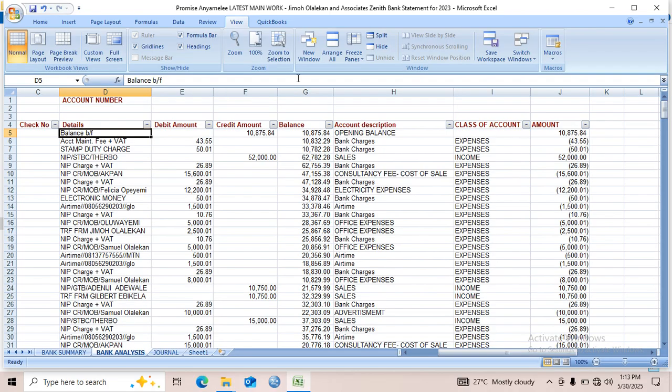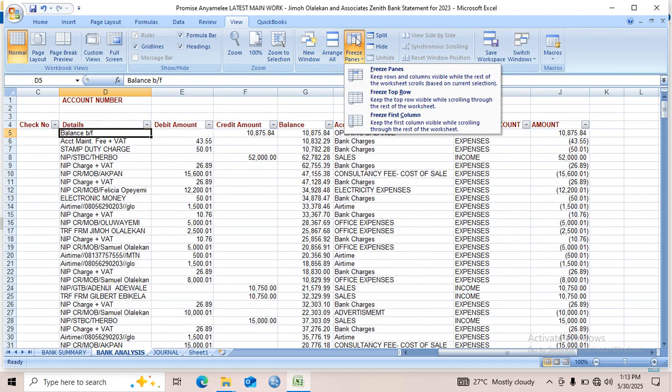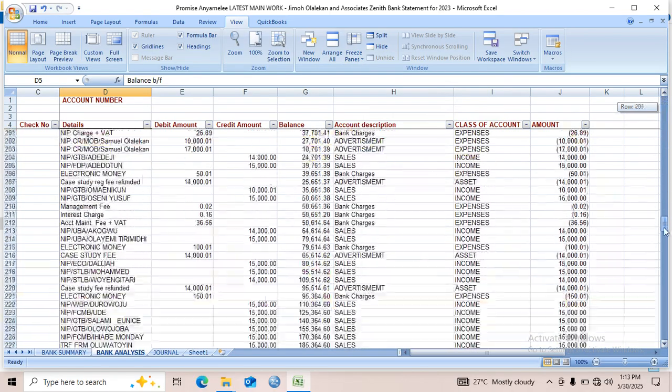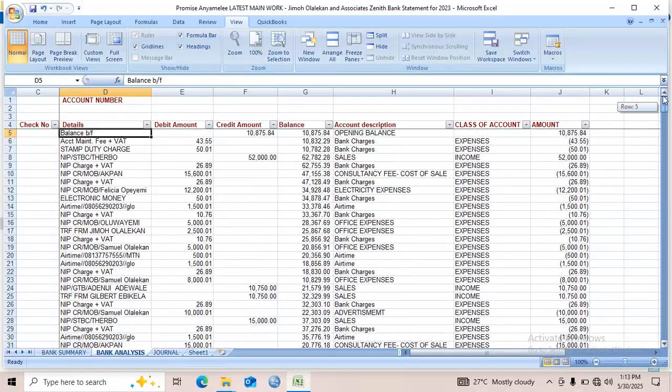Come under, one line under, and tap your freeze panes, which is under the view. And tap here, so you see a line. So you can scroll down to wherever you want and it will still be there. So that is the first thing I do when I actually get a bank statement.